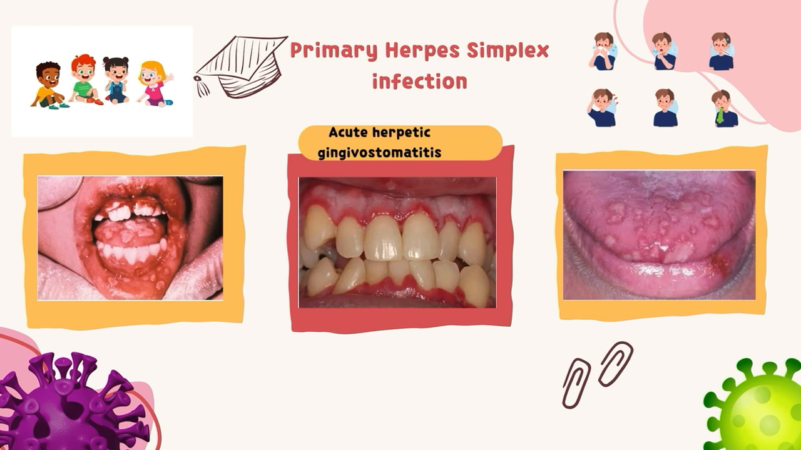Treatment. Primary herpes simplex viral infection in healthy children is self-limited. Mild cases can be managed with supportive care. Acetaminophen for fever and fluid to maintain proper hydration and electrolyte balance. Topical anesthetic if patient has difficulty in eating. For moderate to severe cases, acyclovir can be administered.